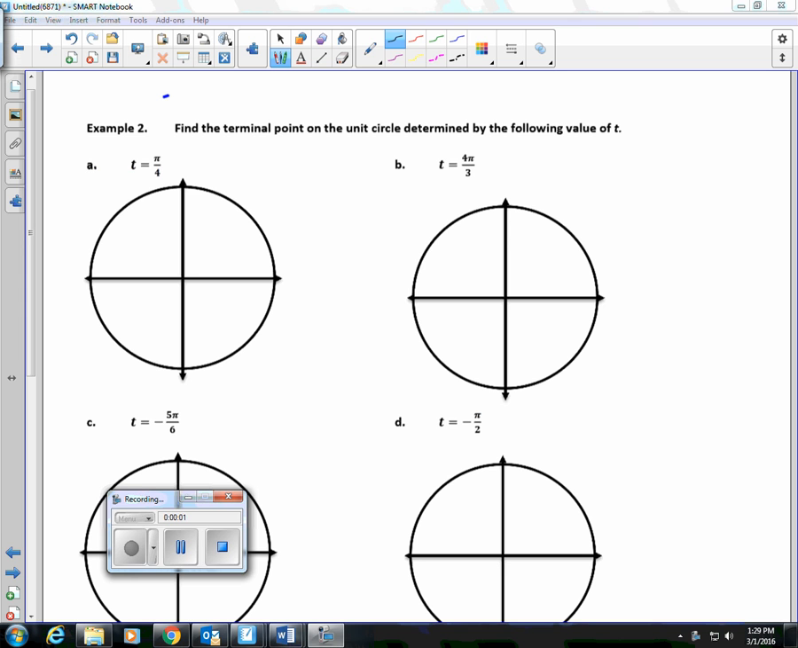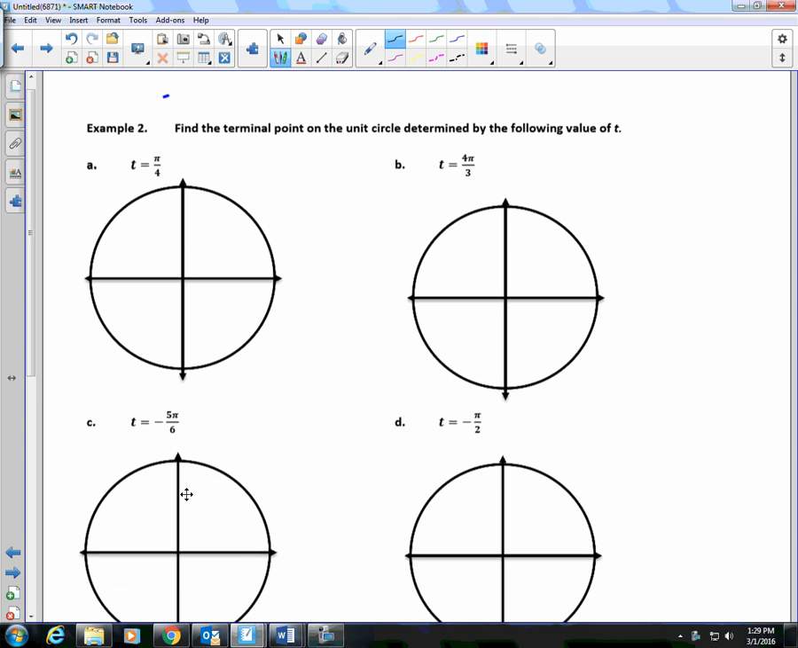So instead of using theta, we have t here. You could just write it also as theta equals pi over 4. And what we have is a unit circle. What do you think is the radius of the unit circle? 1 unit. So the distance from here to here is 1. By definition, the unit circle is a circle with a radius of 1.